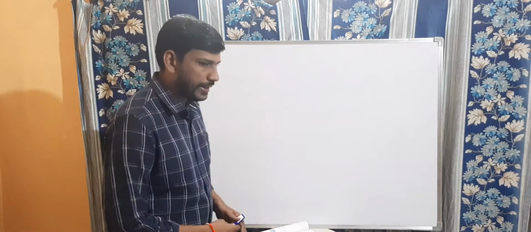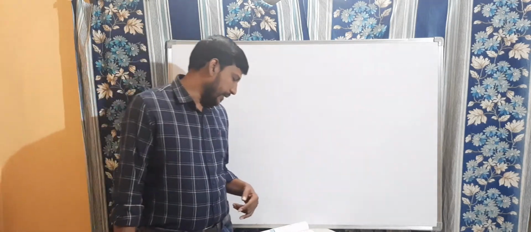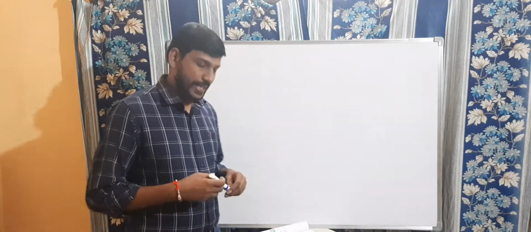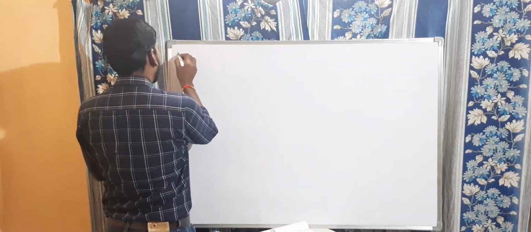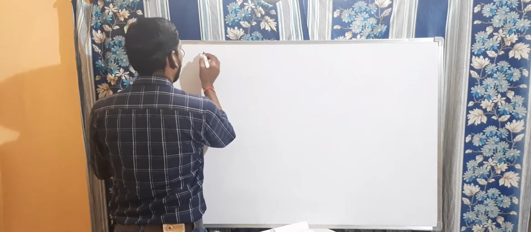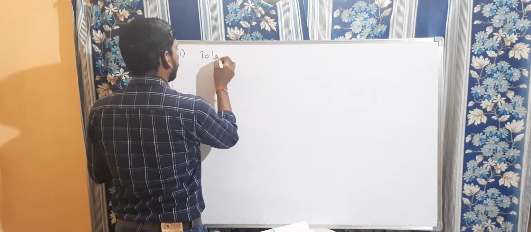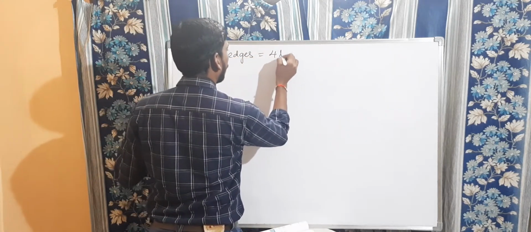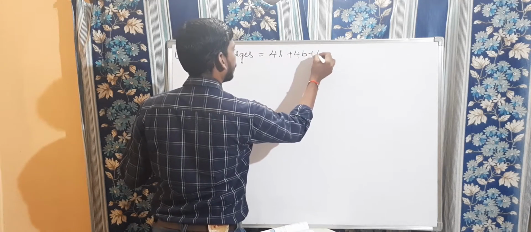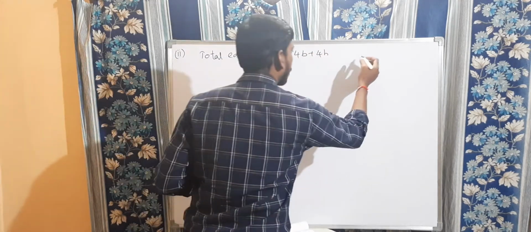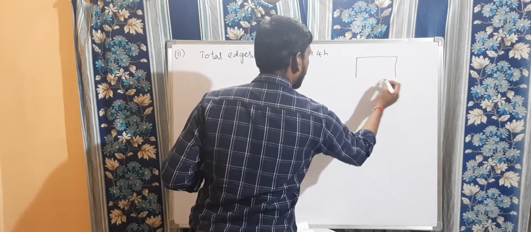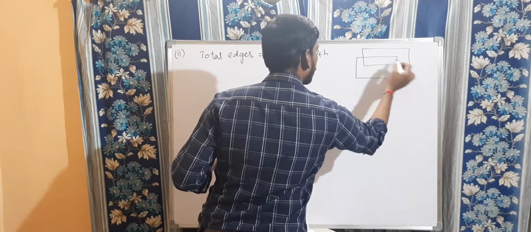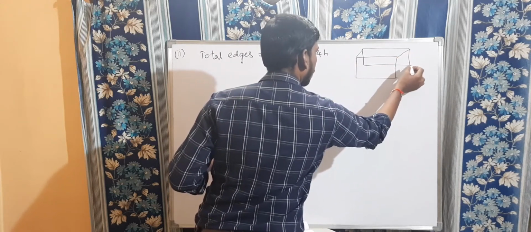Right children, in that same question there is a second part. How much tape is needed for all the 12 edges? So now the second part. The total edges is equal to 4 length plus 4 breadth plus 4 height. Clear? I am going to draw the cuboid here so you can understand easily. One rectangle and one more rectangle on the top. So you just join these corners.